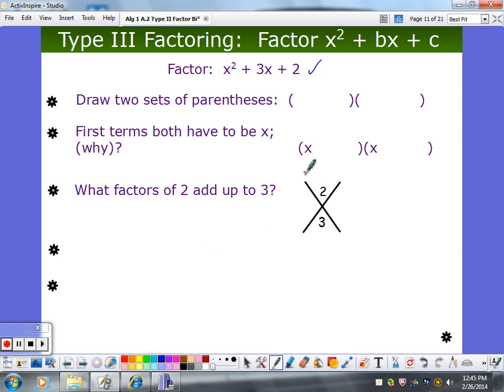Well, what you have to remember is, this is what you multiply to, and this is what you add to. So if you're going to make this little guy here, the 2 goes up top, and the 3 goes on the bottom. Or you can just do it in your head. What two numbers multiply to 2, and that's it.